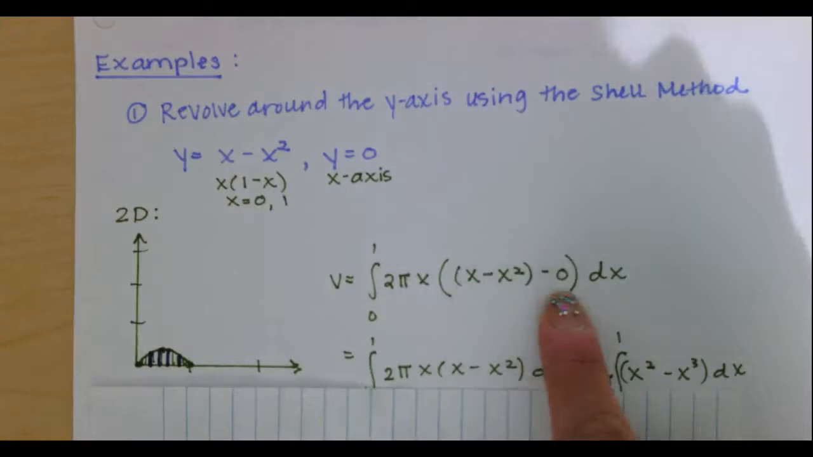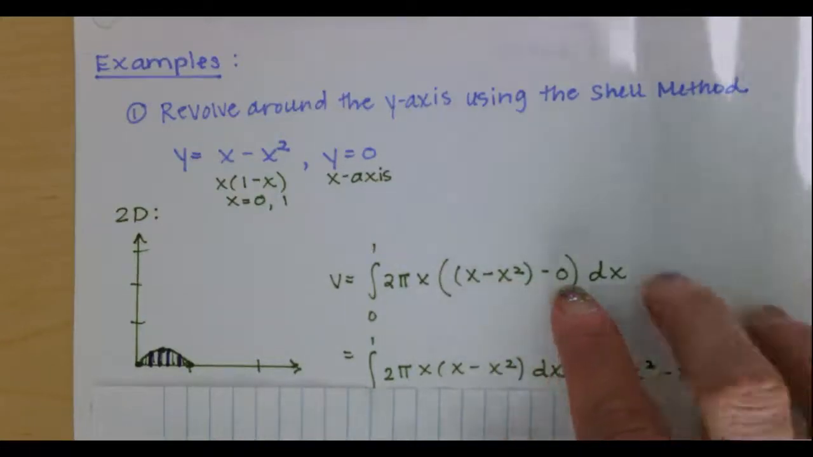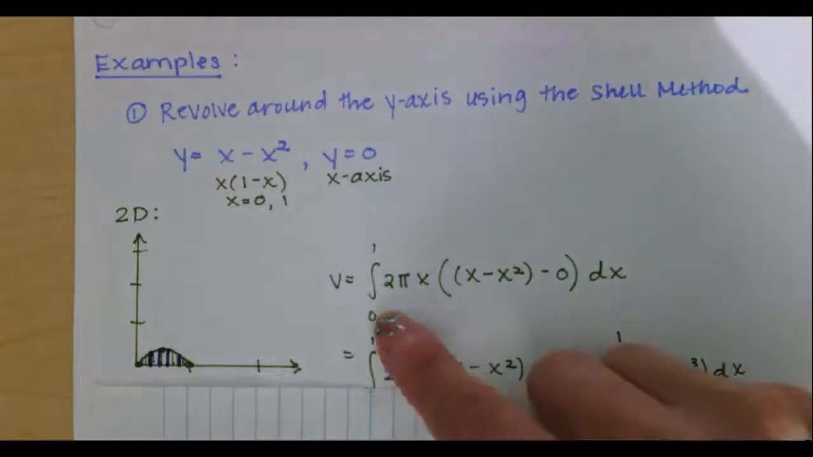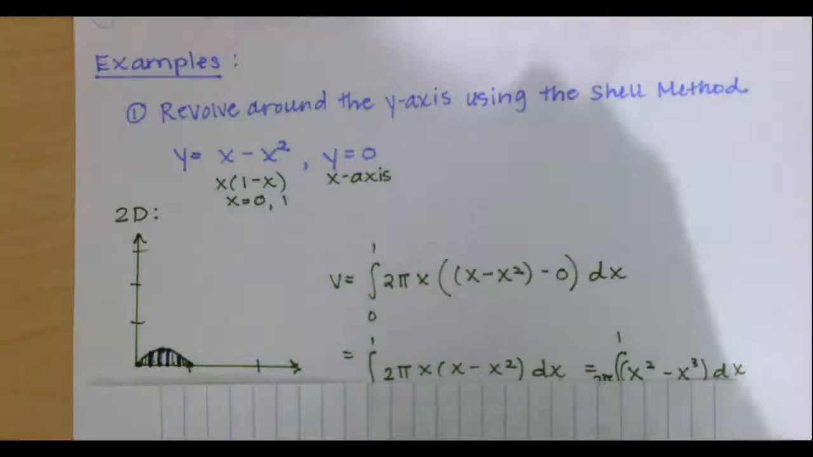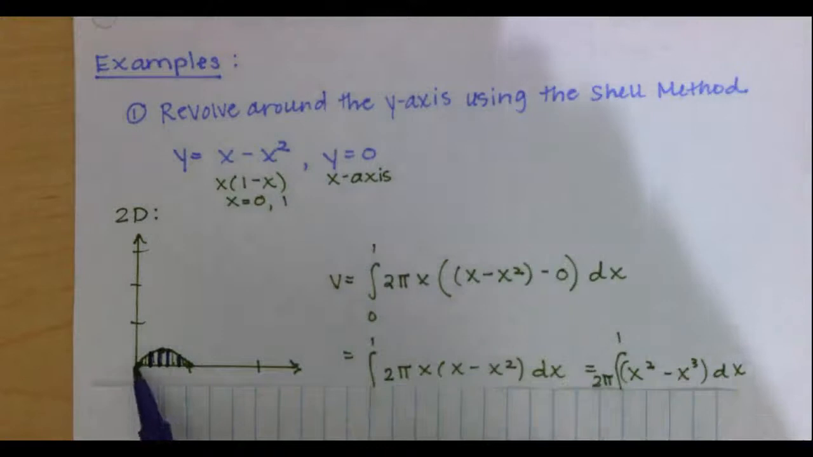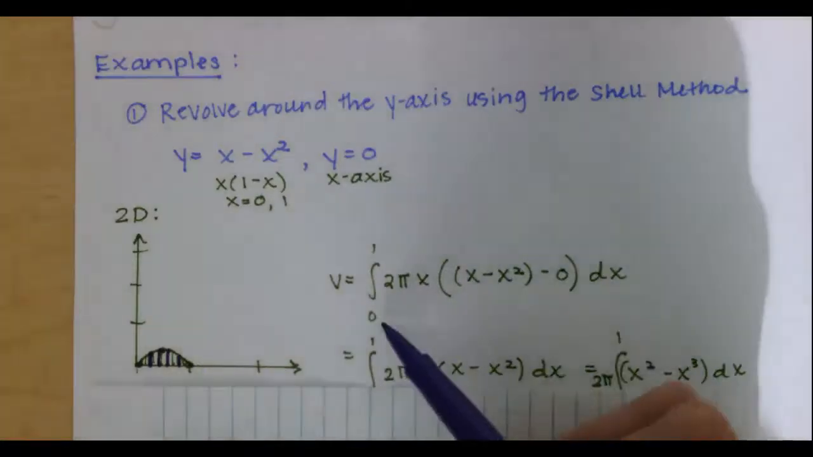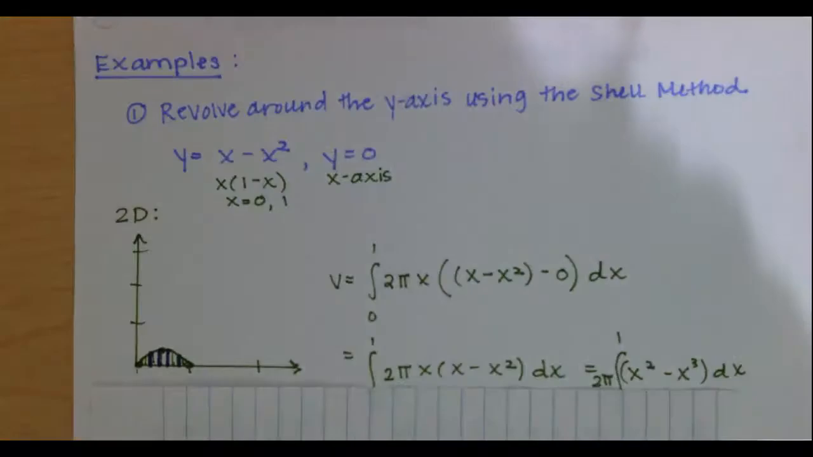So x minus x squared minus the x-axis of 0 gives me a total height for my cylinder. You can see I've also already determined my limits of integration, and that's just based on where the two curves, the parabola and the x-axis, intersect. And they intersect at 0 and at 1. So that is my interval A to B.